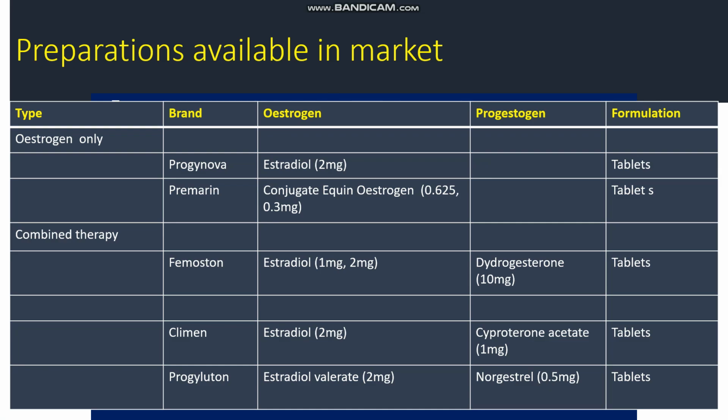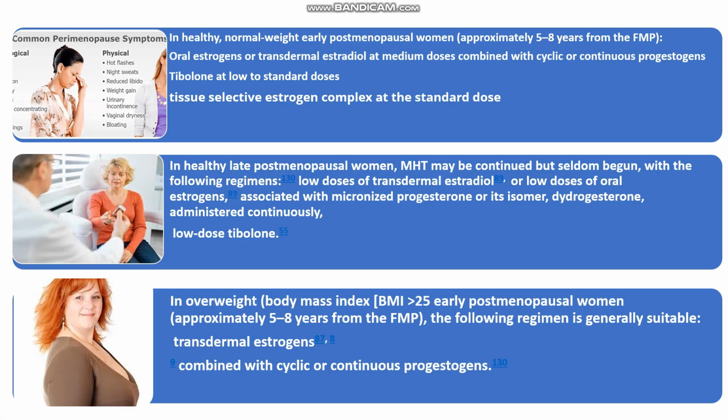Combined estrogen progesterones available in the market are Trimin and Progyluton. Femoston was previously available in Pakistan, but now it has been withdrawn from the market. The only available combined preparations are Trimin, which is estradiol valerate 2 milligram and cyproterone acetate 1 milligram, and Progylutone, estradiol valerate plus progesterone. There are certain different conditions where hormone therapy is used.